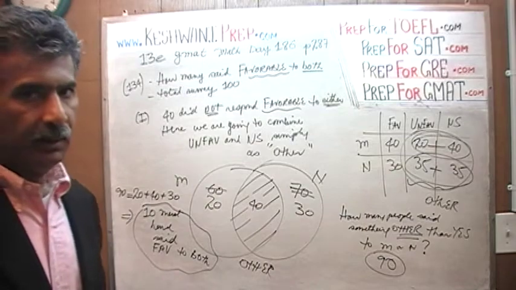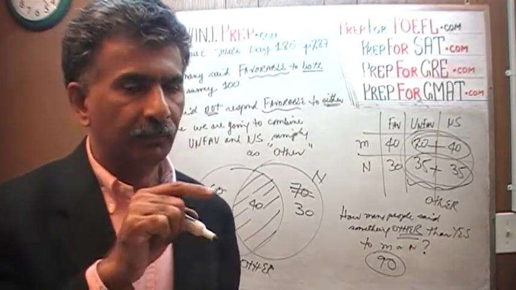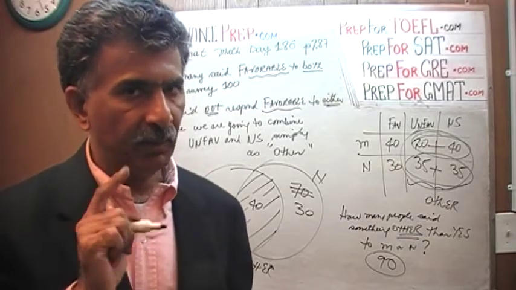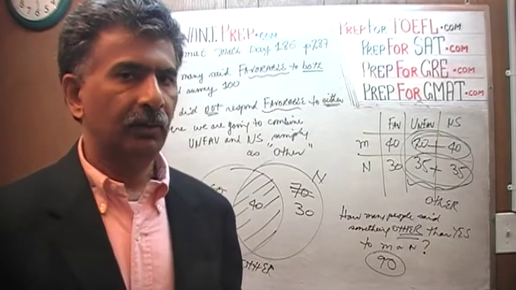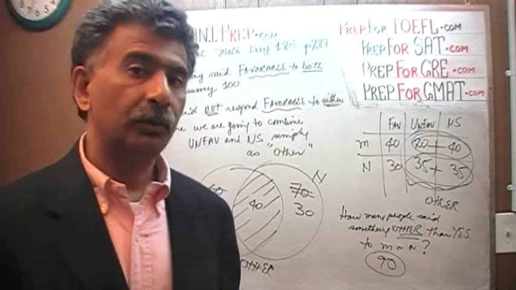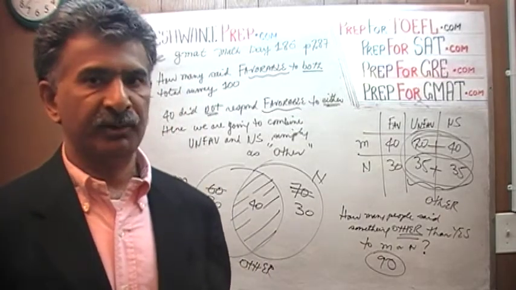Because out of 100, 90 of them said something other than a yes for M or N. There were only 10 people out of 100 who said yes to both of them. Do you have favorable opinion of M? They said, yes, I do. Do you have favorable opinion of N? Yes, I do. Out of 100, there were only 10 such people.